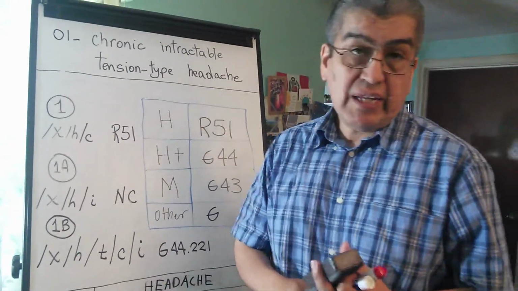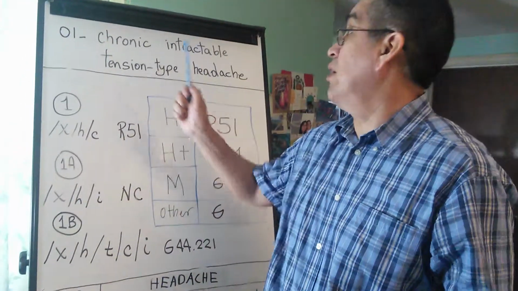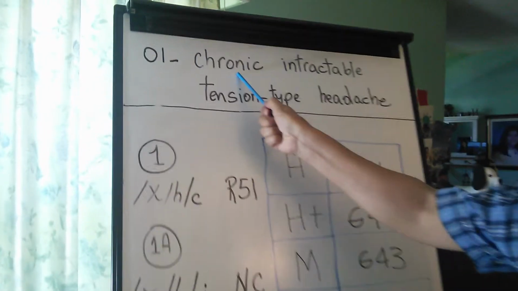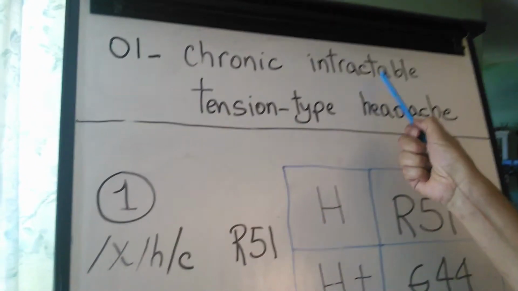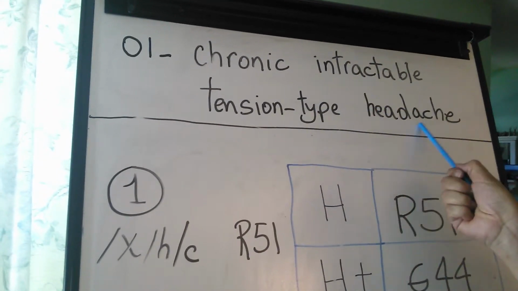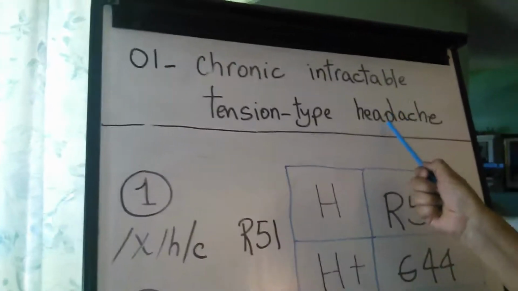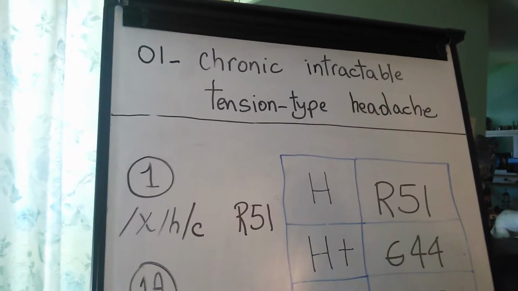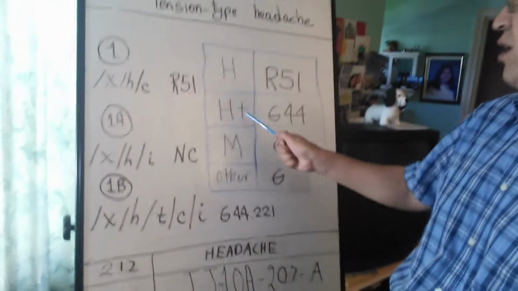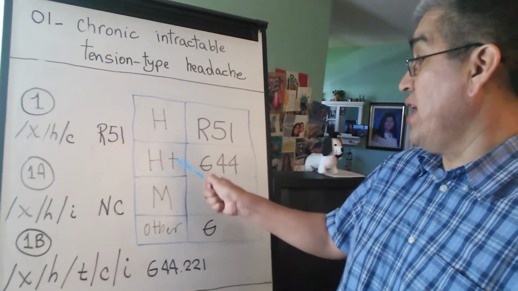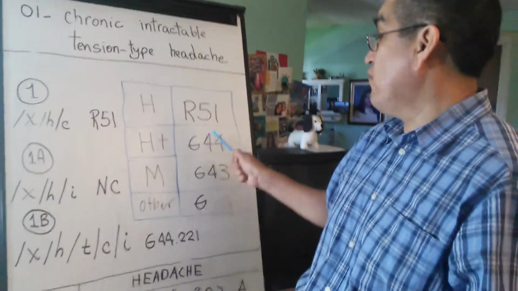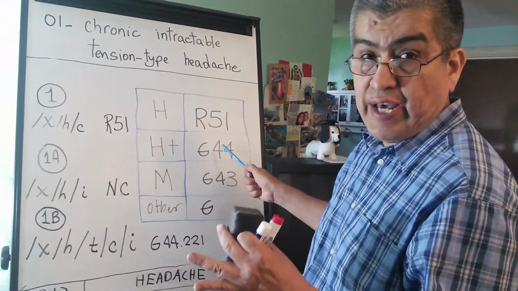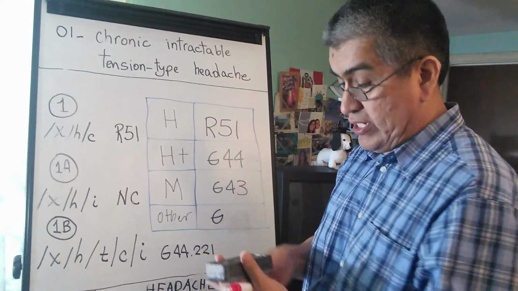Now let's read the text for our present problem. The text says chronic, intractable, tension type headache. So this is a headache and it's a complicated headache. From our table, the complicated headache is a headache plus, so our code has to be G44. It starts with G44 and it has some additional characters to it.